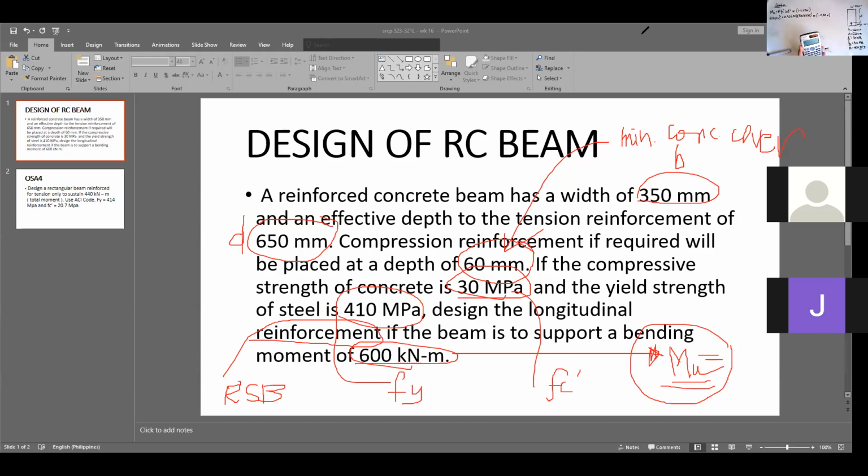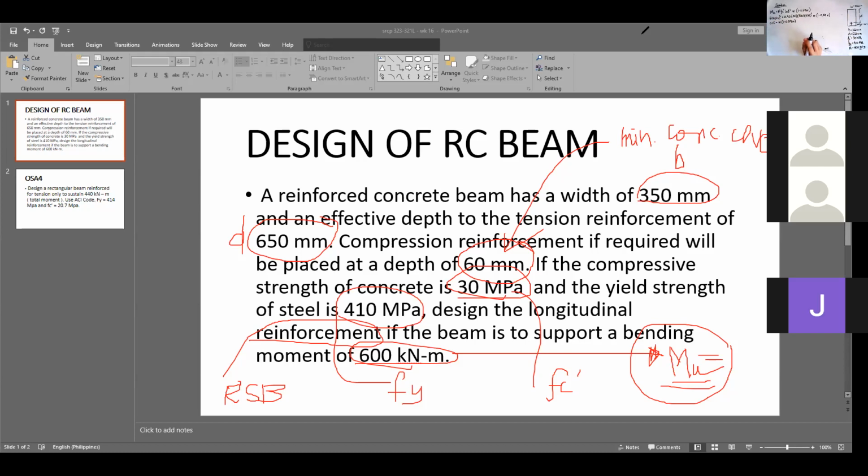You have 600 times 10 to the 6th divided by 0.9 divided by 30, 350 by 650. Yes, 0.15. So you have w (1 minus 0.59 w).